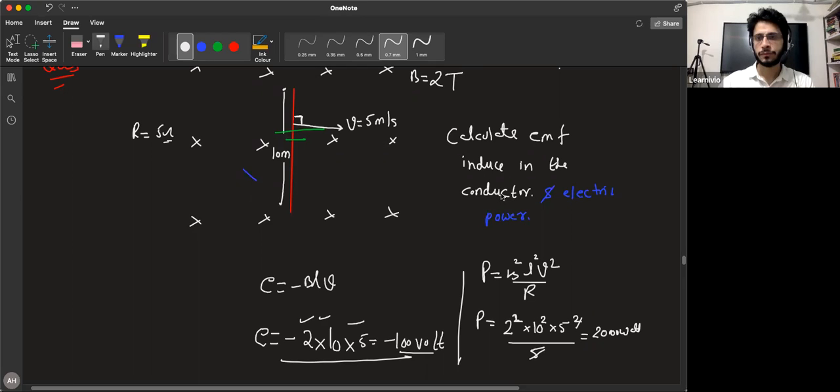Sir, minus 100 tesla, right? No, you're calculating a voltage, not magnetic field. Tesla is the unit of magnetic field. Induced EMF is a voltage, in volt. Okay.